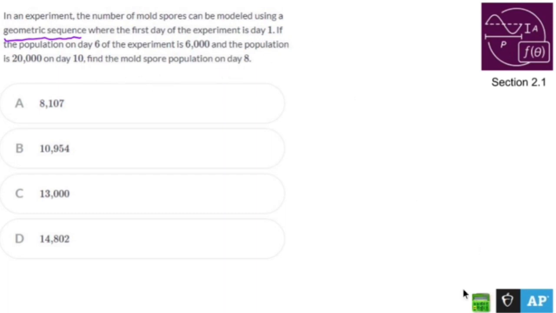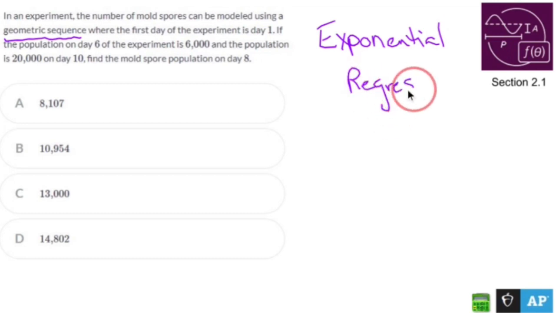So what we're going to do, since this is a calculator problem, is we're going to use exponential regression. And once we find the exponential regression, we should be able to take that equation and plug in 8 to find our total population. So let's step to the side and do that.